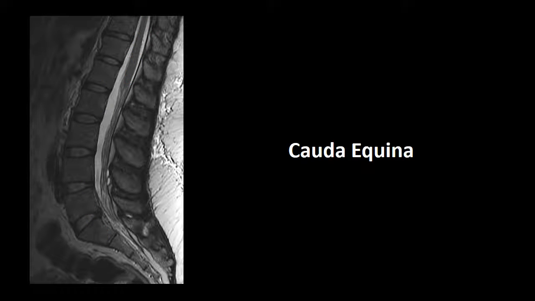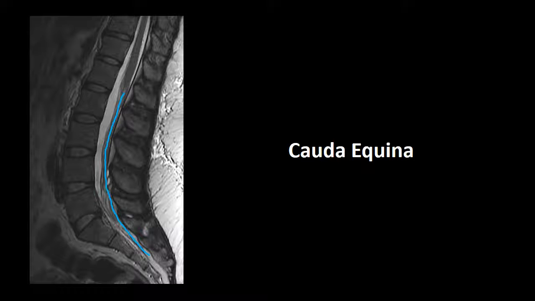The cauda equina is the second structure found on this sagittal MRI that I'd like to mention. And since we've already identified the conus medullaris in the last slide, the cauda equina should be very easy to see. I'll just draw one blue line to represent where the cauda equina is located.